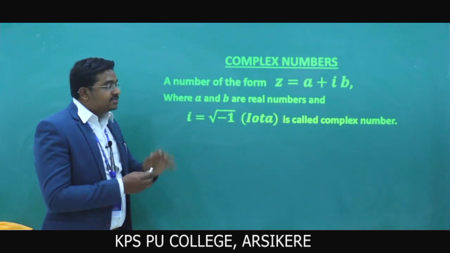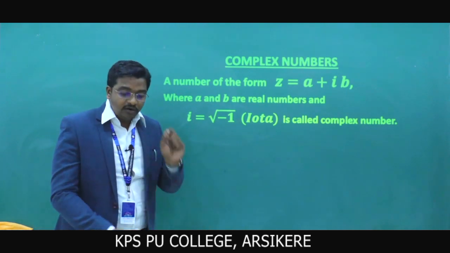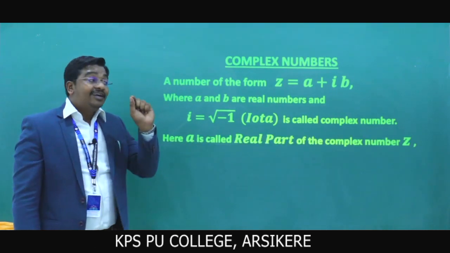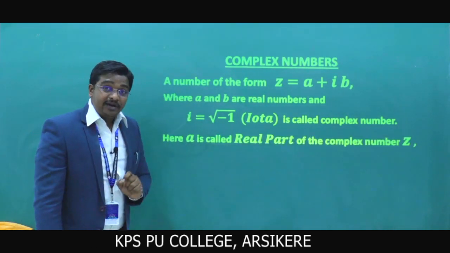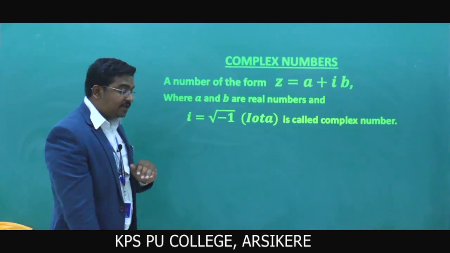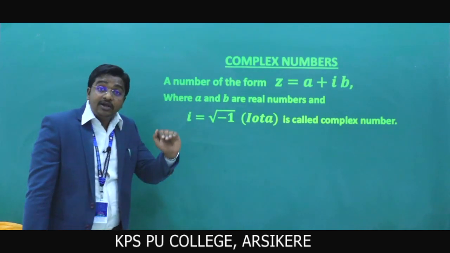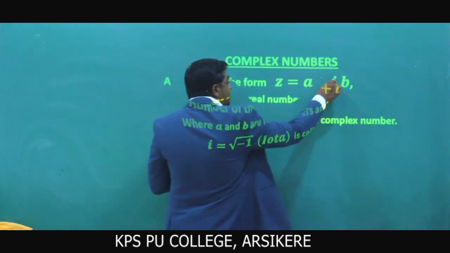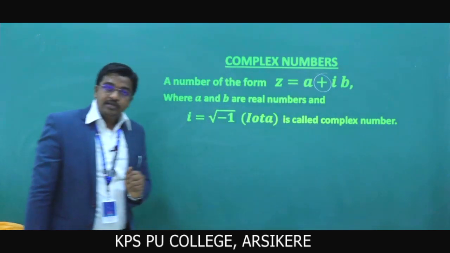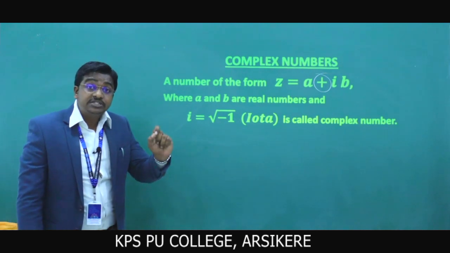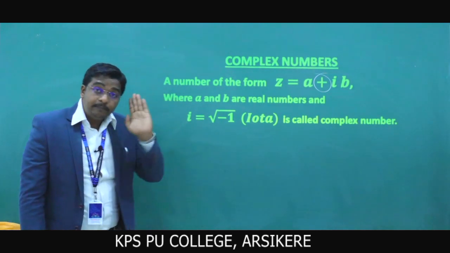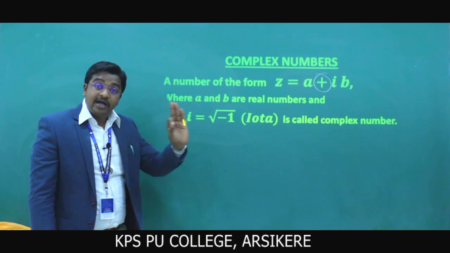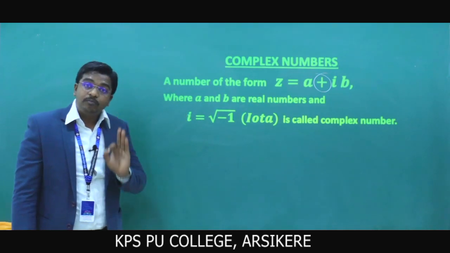So here, z is equal to a plus ib is what we call a complex number. Z is equal to a plus ib is the complex number, and here the notation i is equal to square root of minus 1. Remember, this is not the usual addition. Here we take this as a combination of the numbers a and b. A plus ib is the general form of the complex number.